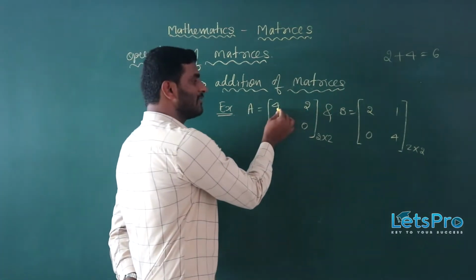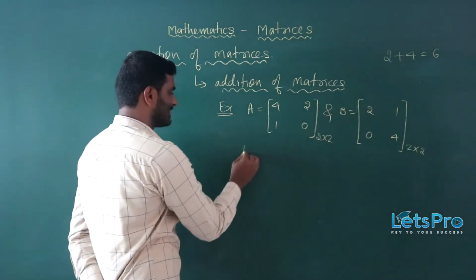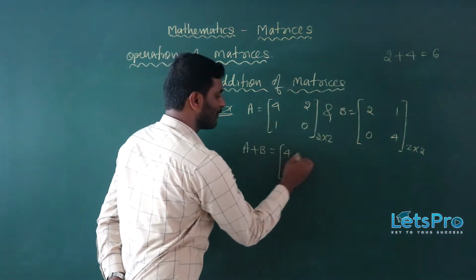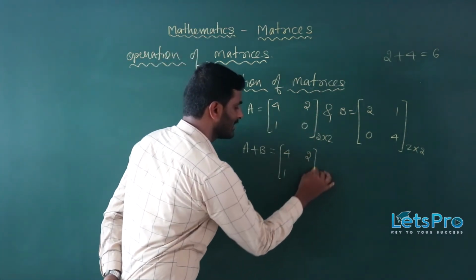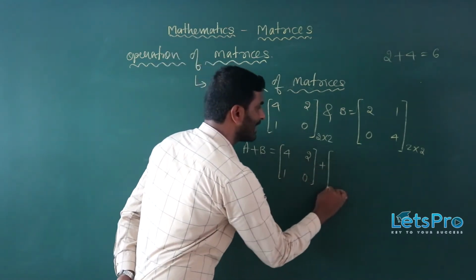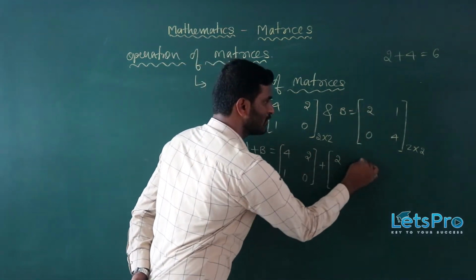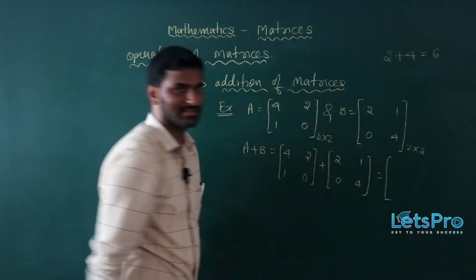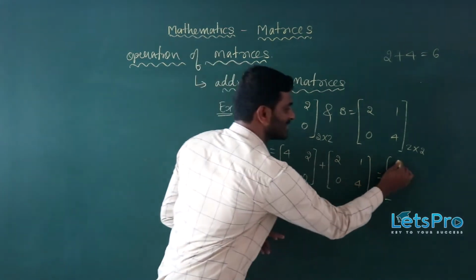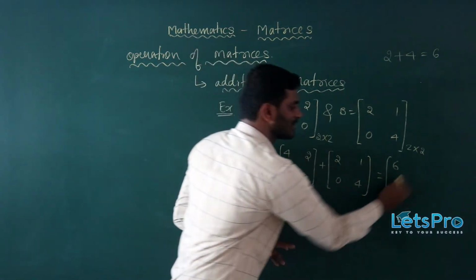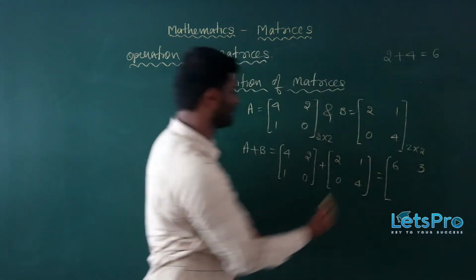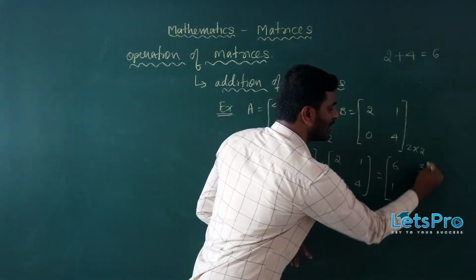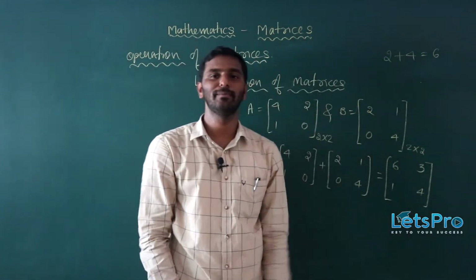Hence, we need to add the corresponding elements. A plus B is equal to the A matrix, 4, 2, 1 and 0, plus the B matrix, 2, 1, 0 and 4. You just add the corresponding elements. Yes, 4 plus 2 is 6, and 2 plus 1 is 3, and 1 plus 0 is 1, 0 plus 4 is exactly 4. Hence this is the sum of the A and B matrices.